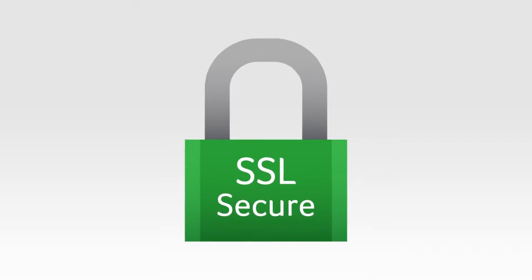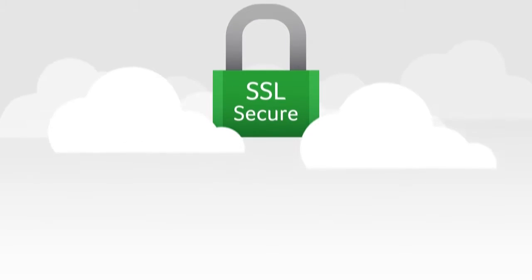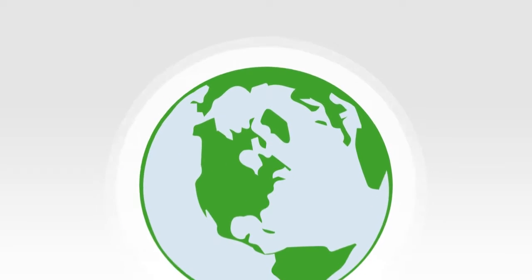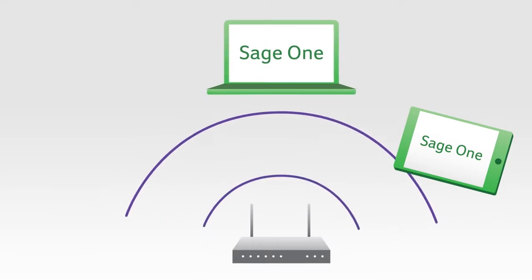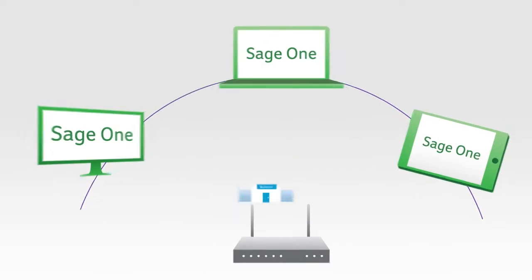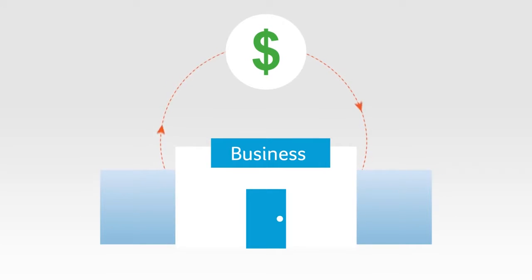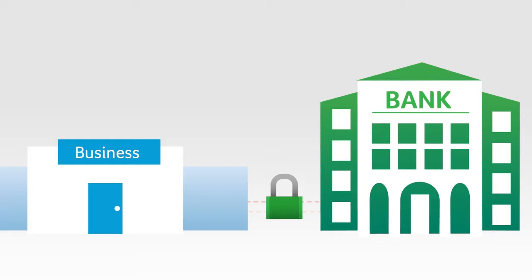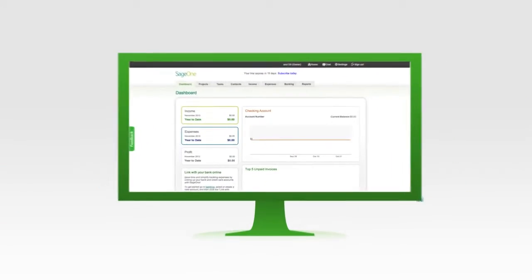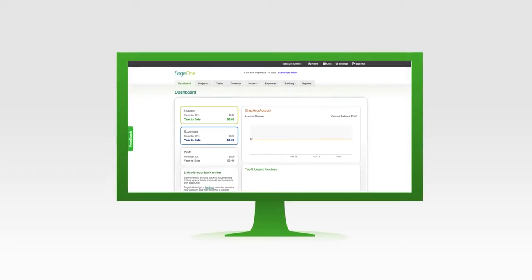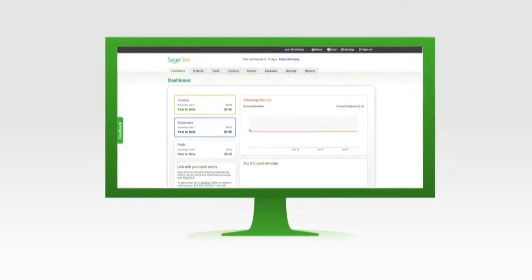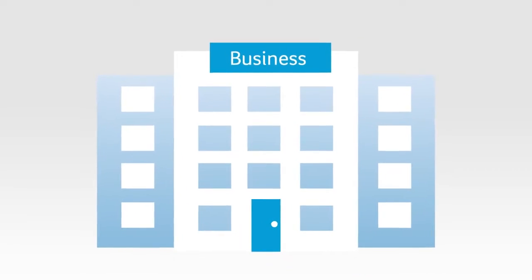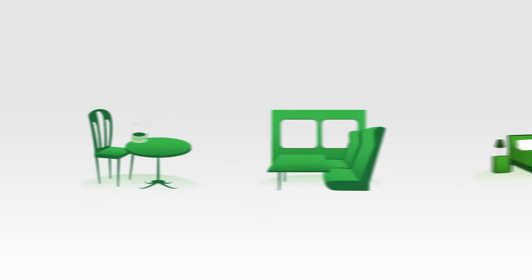Sage One is an SSL secure, cloud-based accounting application that you can access from virtually anywhere your business takes you. All you need is an internet connection, a tablet or laptop, or even a desktop, and you're effortlessly tracking money coming and going out of your business. And since Sage One seamlessly and securely connects to your bank and credit card accounts, all your transactions are automatically synced, reducing manual data entry and giving you a real-time view of key financial activity so you can keep growing your business. With Sage One, it doesn't matter where you are.